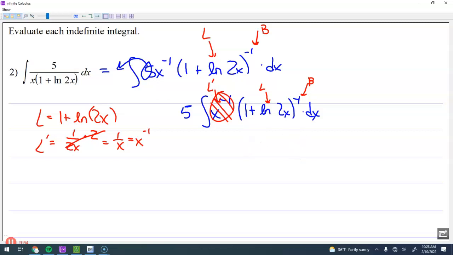Typically when I integrate a power, I add 1 and multiply by the reciprocal, unless it's a negative first power. Then I do natural log. And then this 5 comes down with it.